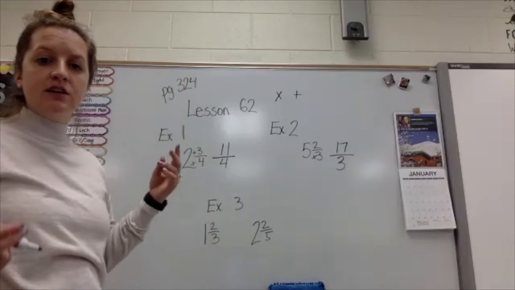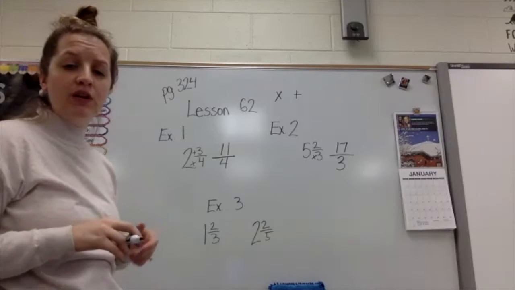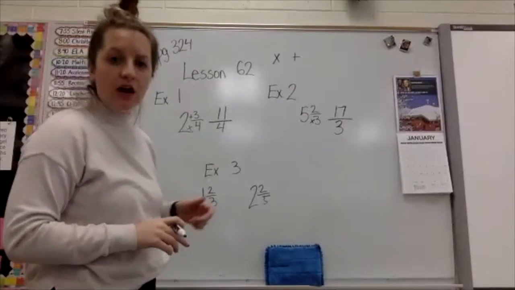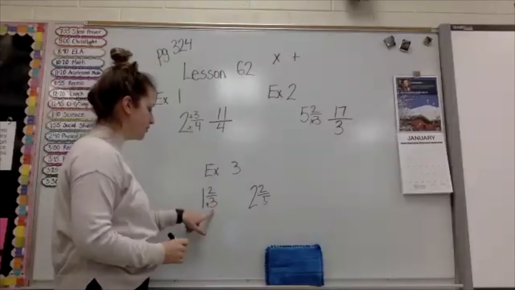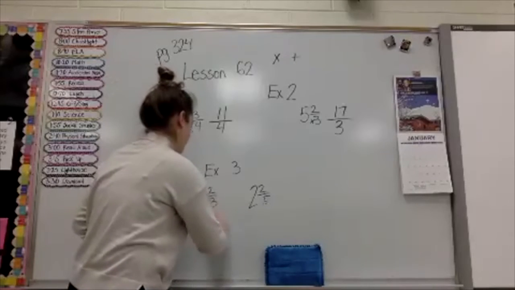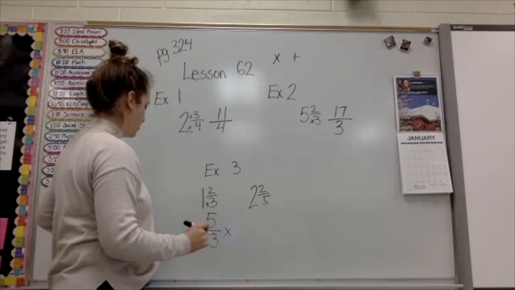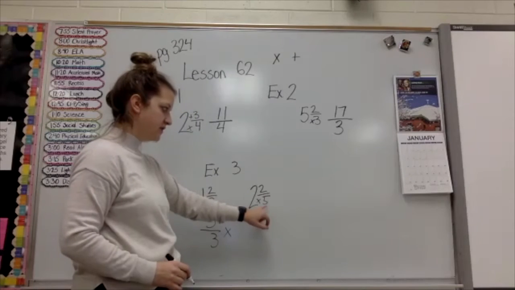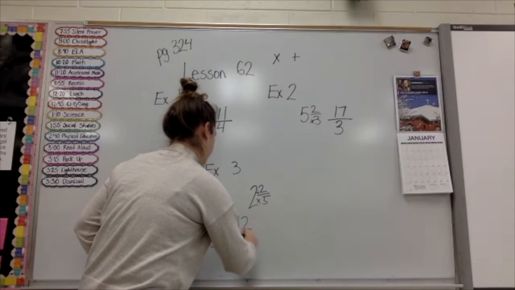Example 3 is telling us that we need to first change both of those to an improper fraction, and then we need to multiply those fractions. So in example 3, you've got 1 2/3. So I need to multiply 1 times 3, which is 3, add 2, 5. So I'm left with 5 over 3. And we're multiplying that by what we come up with here. We multiply 2 times 5, 10, add 2, I'm left with 12 over 5.